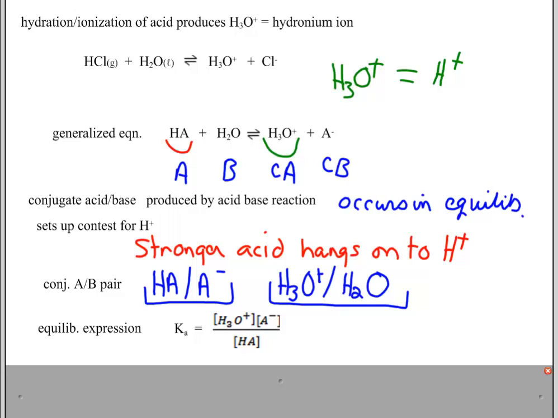Now we get into the equilibrium. So there's the equilibrium expression. We have the hydronium ion times the anion in the numerator. We have the concentration of the acid in the denominator. What's missing? Well, water doesn't get included, remember, because water is a pure liquid. So it's really not missing because it's not supposed to be there. Ka, a new equilibrium constant, is called the acid dissociation constant.